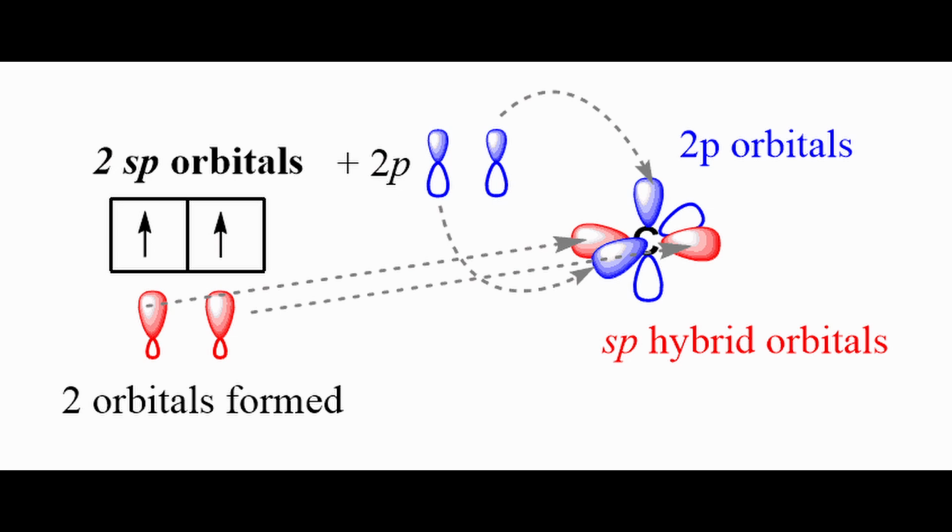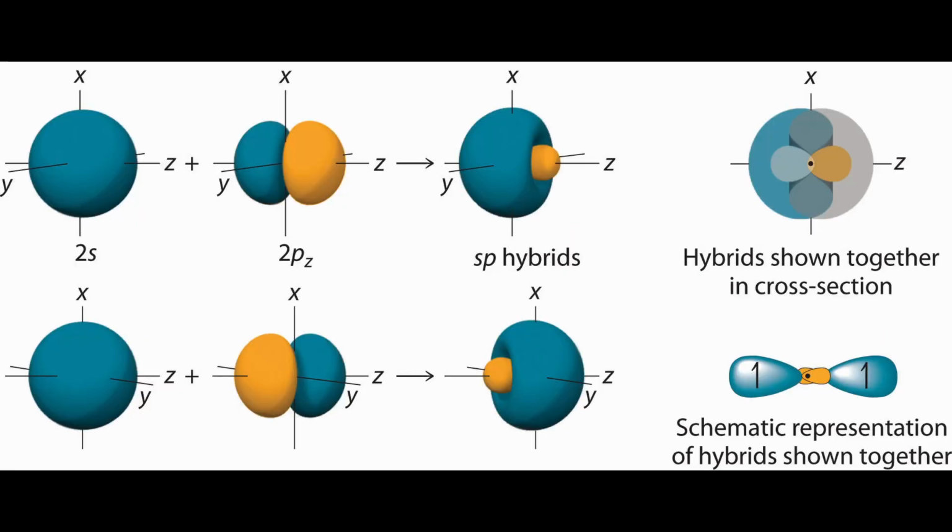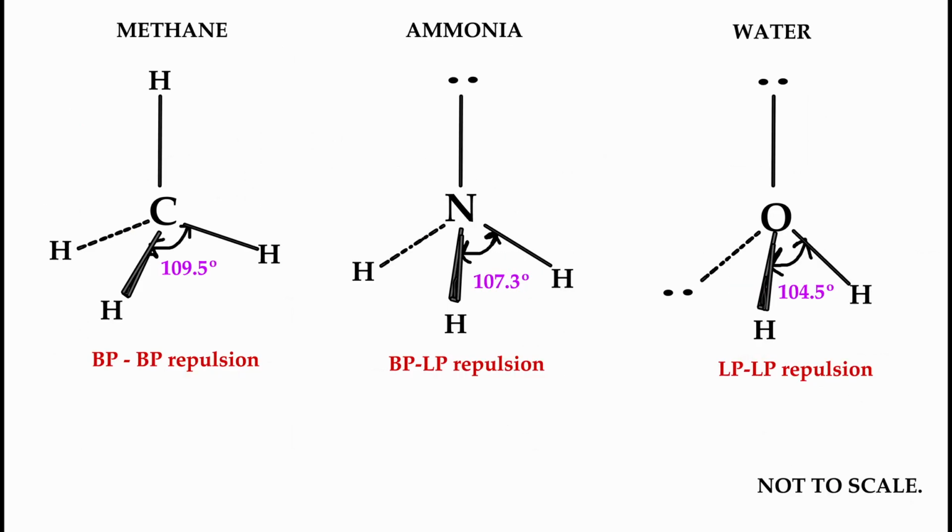An example is beryllium chloride, which has this linear arrangement due to its sp hybridization. Next is sp2 hybridization, where one s and two p orbitals combine to form three sp2 orbitals. This type results in a trigonal planar shape with 120 degree bond angles. BCl3 shows this shape.